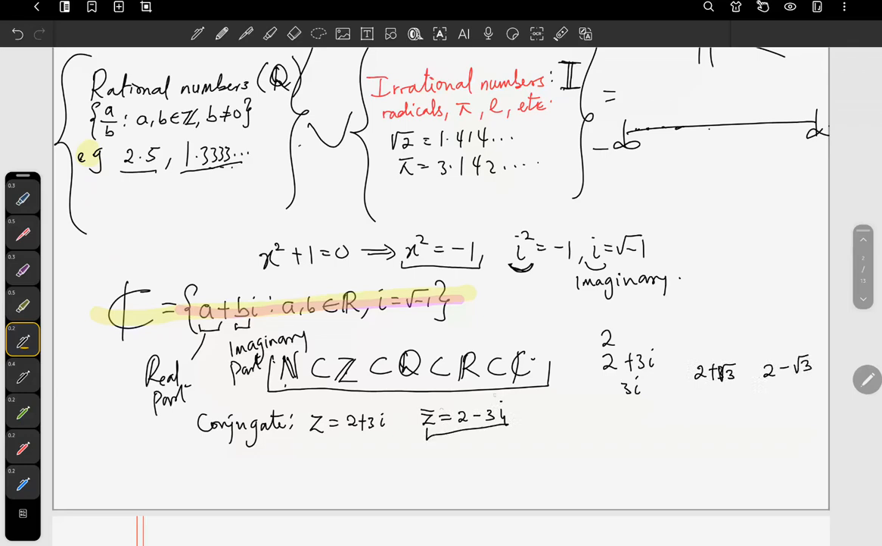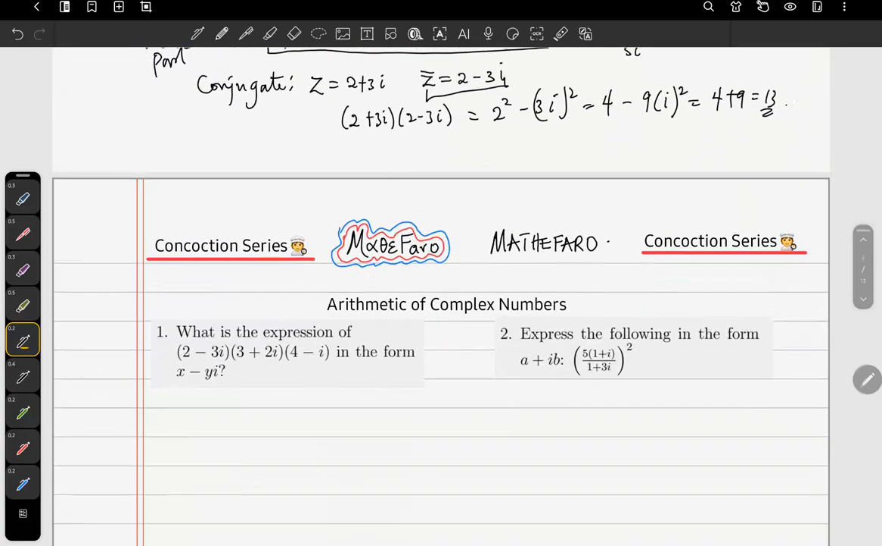So it is a conjugate such that when we multiply it together, 2 plus 3i times 2 minus 3i, using the difference of two squares, we get 2 squared minus 3i squared, and we know that this is 4 minus 9 times i squared, and by definition we know that i squared is -1, so this is 4 plus 9, which is 13.